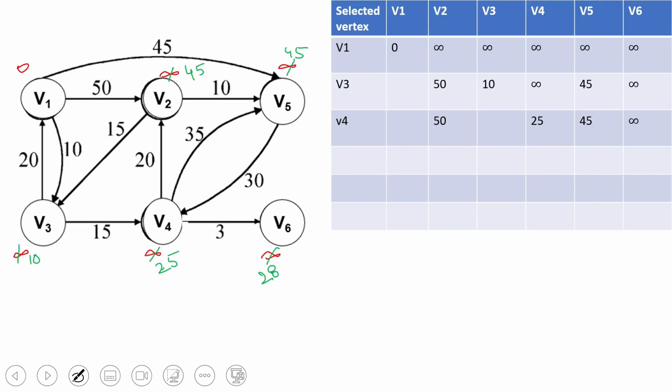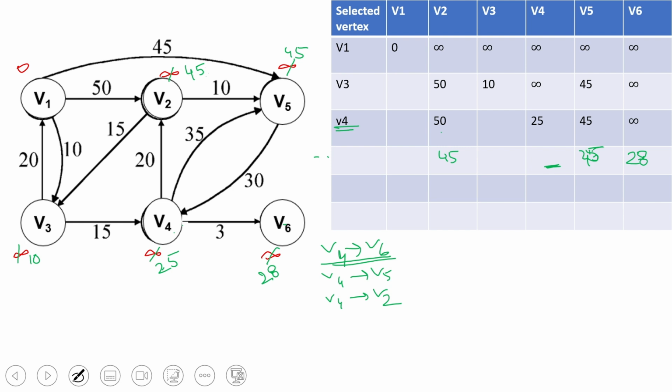Update these values in the tabular form. We'll update this. From v4, what do we have? What are the possibilities? v4 to v6, v4 to v5, and v4 to v2. From v4 to v6, what is the updated value? v4 to v6, it's 28, right? Next, v4 to v5, what is the updated value? It is the same, 45. From v4 to v2, what is the updated value? It's 45, and the remaining are the same. And v4 we do not write because it is already a visited node.